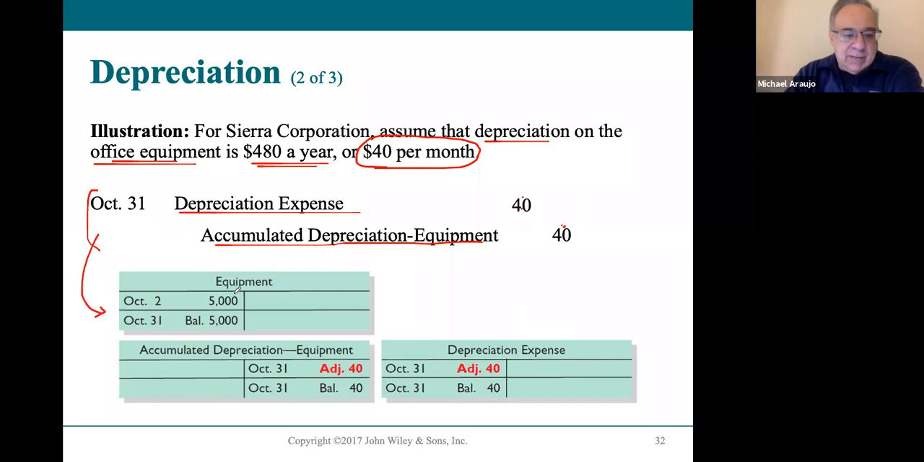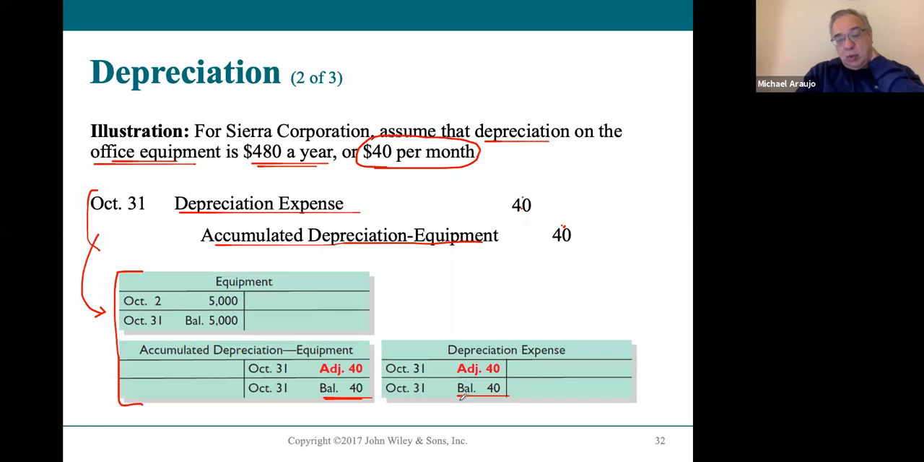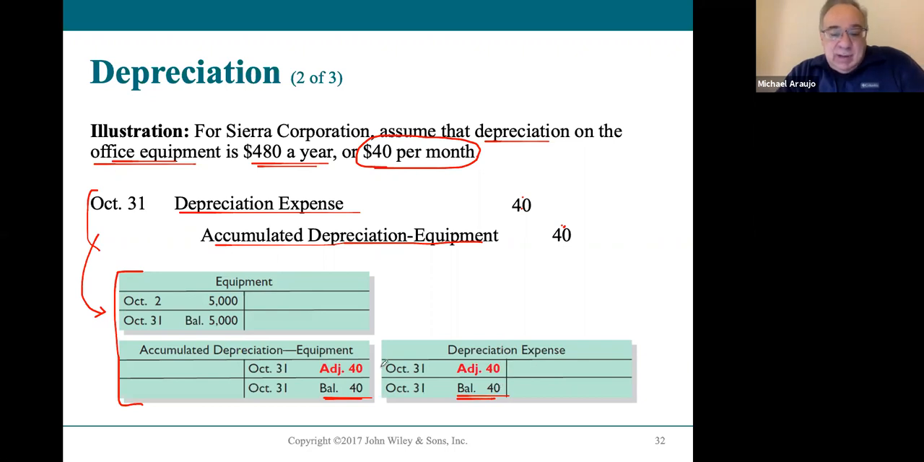As you see, the equipment account is not affected. We still have $5,000 of equipment on the books here. What is affected, as you see, right underneath equipment, because this always piggybacks the equipment account, we are shown that the accumulated depreciation on that equipment is $40. Which means that based on the month of October, when they've used that equipment for business purposes, they have an expense of $40, which means they've actually used $40 of value of that $5,000, which shows up in the accumulated depreciation account.